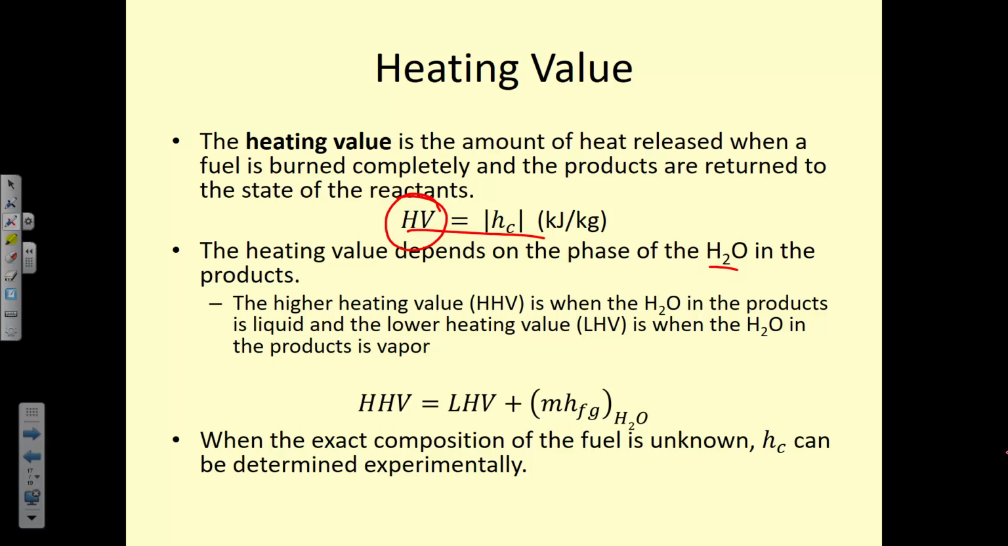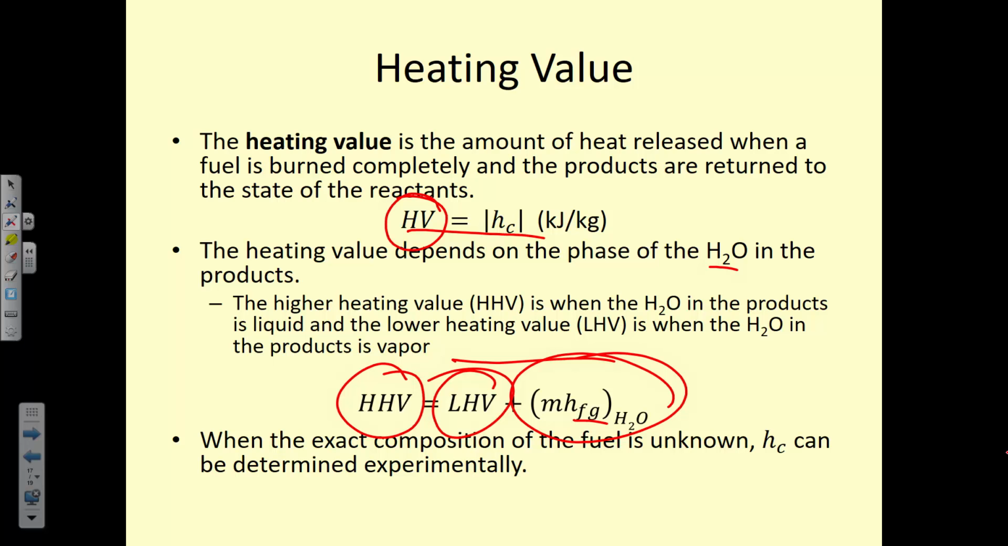And there's actually some range in between where we have a higher heating value and a lower heating value, and it can end up where some of the water is vapor, some of the water is liquid, but we're not looking at that. We're just looking at the 2 extreme cases in this case. So the higher heating value and the lower heating value. They can be equated to one another using the mass of the water multiplied by the enthalpy of vaporization.